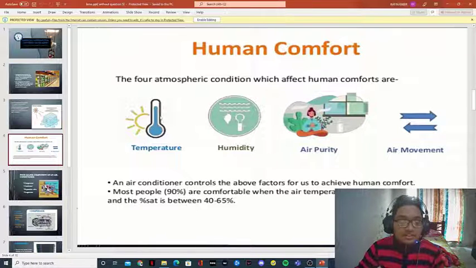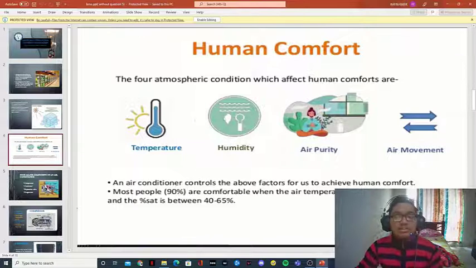For example, a summer AC cools us down. Also, an air conditioner can change the humidity by increasing or decreasing it, and the motion of the air can also be controlled by using a fan.